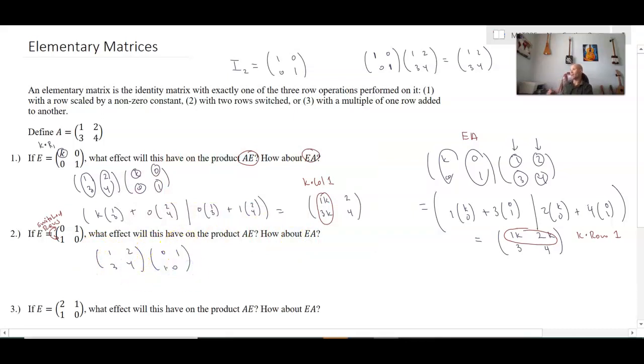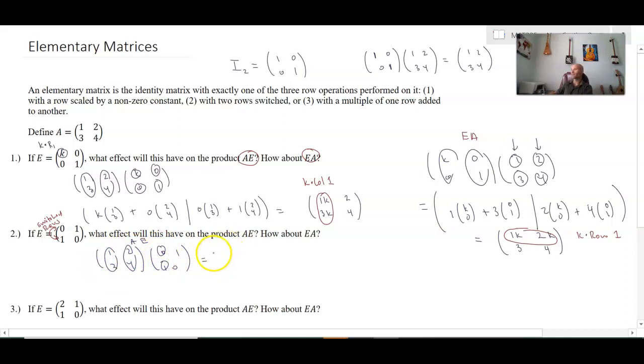So I think, based on what I'm observing up here, my hypothesis would be that, well, if multiplying the row of the identity matrix by a constant and then multiplying it by a matrix scales the column by that same k, then I think that switching the rows here in this order, AE, will switch the columns. It will switch the columns. Let's find out.